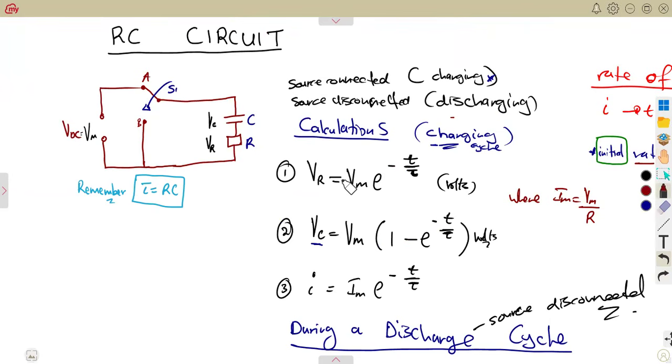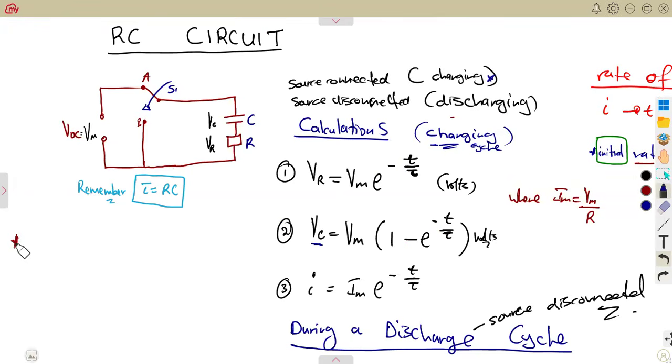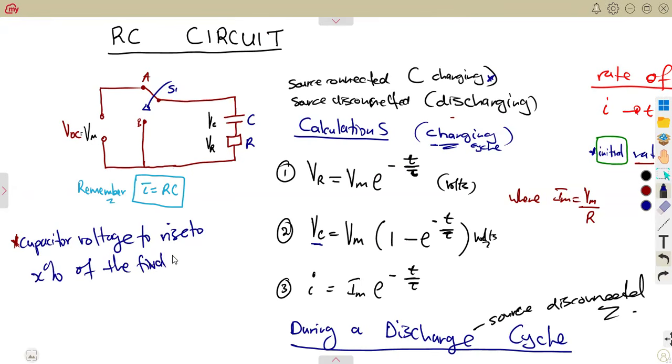So they can ask something like the capacitor voltage to rise to X%. Let's just say a simple part. I almost forgot to put this one into consideration. Something like this: the capacitor voltage to rise to X% of the final value, which is the final voltage.